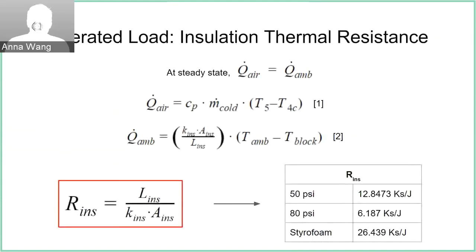So next, we calculated the thermal resistance for the insulator. Thermal resistance is how well an object resists heat flow. At steady state, we can assume that the heat transfer rate of air is equivalent to the heat transfer rate due to ambient heating. So using this, we can set equation 1 equivalent to equation 2 and solve for insulation thermal conductivity and use that to solve for the insulation thermal resistance.